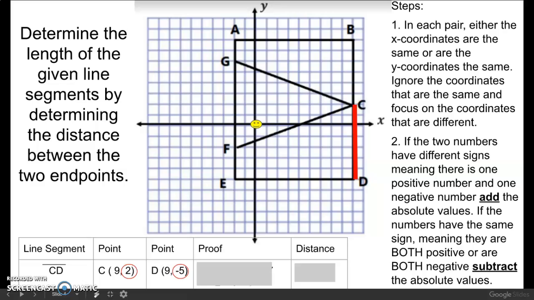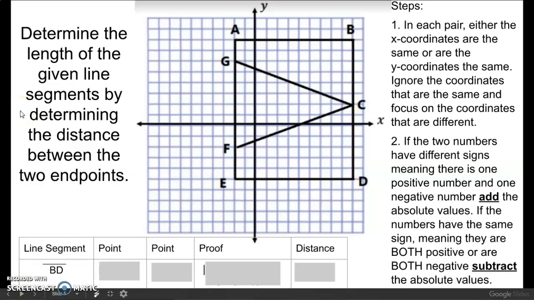Since those two numbers have different signs, meaning one's positive and one's negative, that means we have to add the absolute values of both of these numbers. The absolute value of 2 is 2, and the absolute value of negative 5 is 5. When you add that together, 2 plus 5 gives you 7. So the distance between C and D and the length of line segment CD is 7 units.